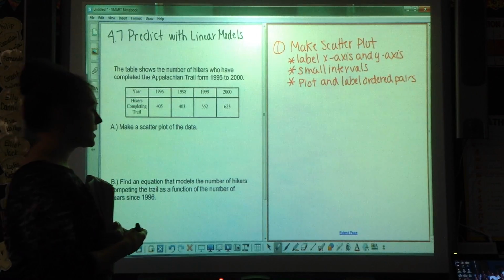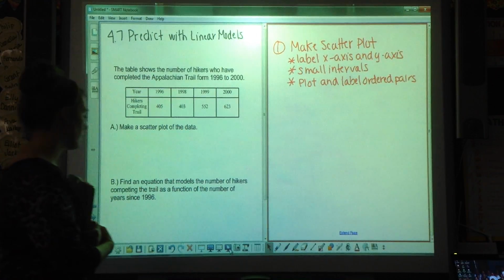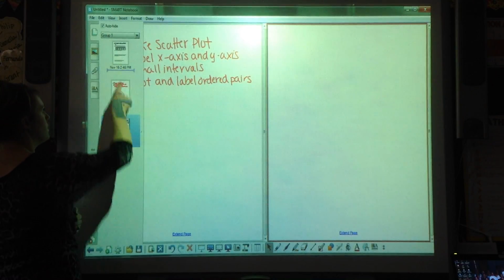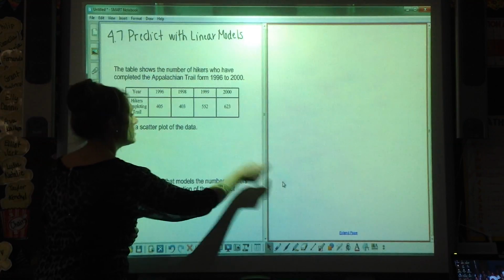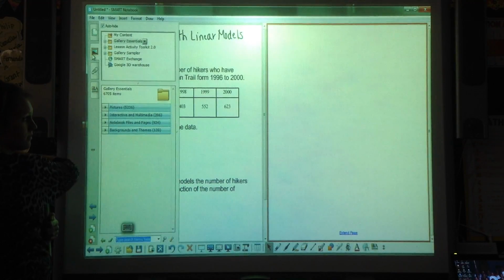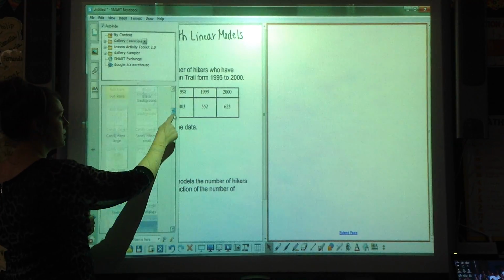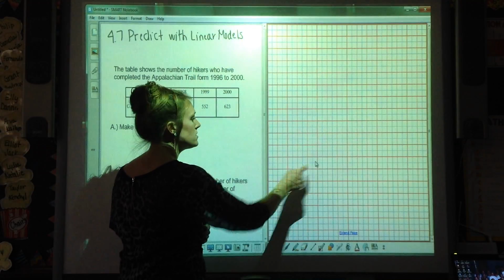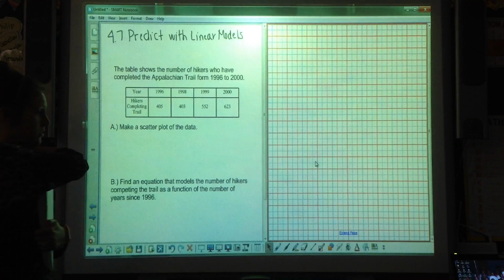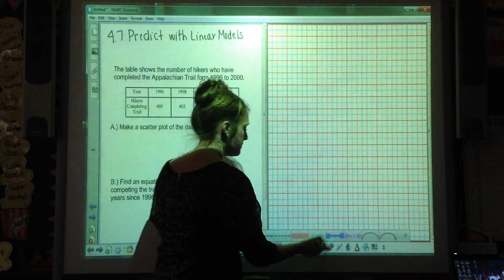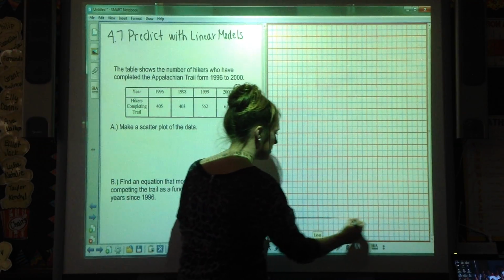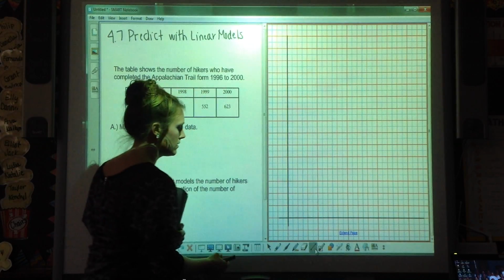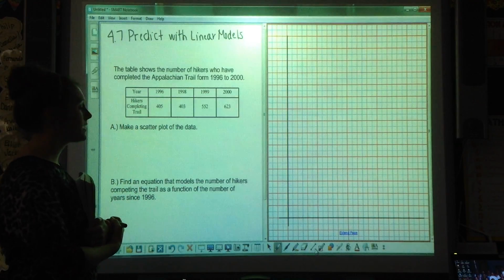Okay, so let's do that. Take out that piece of graph paper, and start making your graph. If you look, our data only belongs in the first quadrant. We have no negative numbers. Okay, so here's my x-axis. Here's my y-axis. We're going to label that x and y-axis.